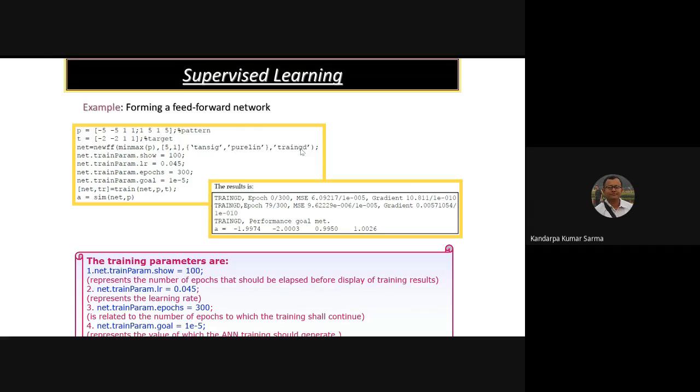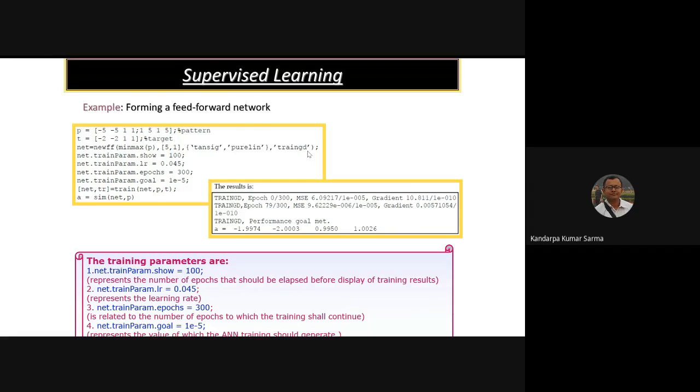We will speak about the different varieties of built-in functions that are there in the Matlab toolbox, neural network toolbox. We will speak about that in the next class. But now you become familiar with it, that this is a very rudimentary form of gradient descent function called traingd.